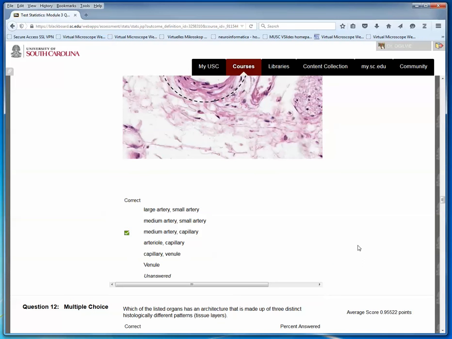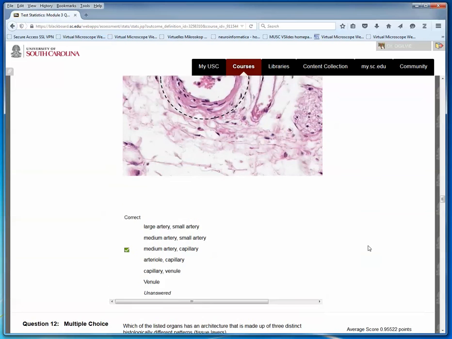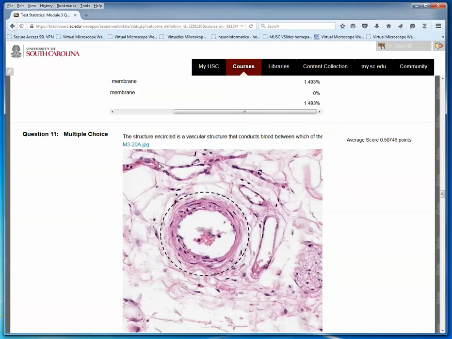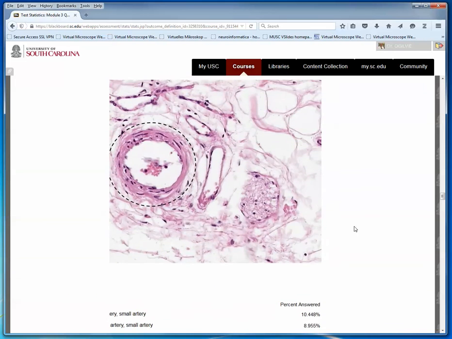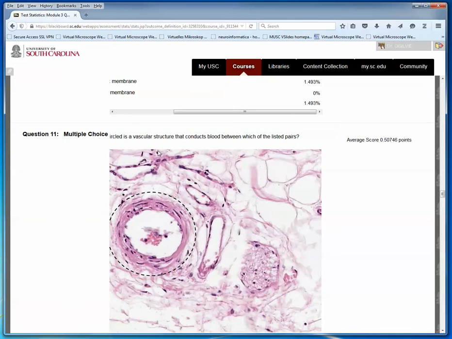Okay, this question is asking about a vessel, but it doesn't ask you to identify the vessel. It asks you, this vessel transports blood between which two vessels? The question is phrased like this: the vascular structure encircled conducts the blood between which of the two pairs. So it's referring to this vessel here.